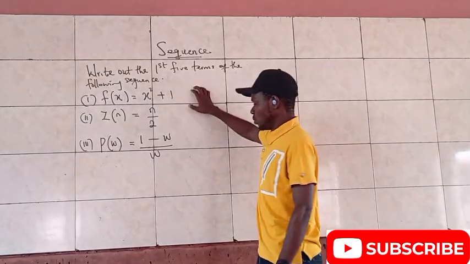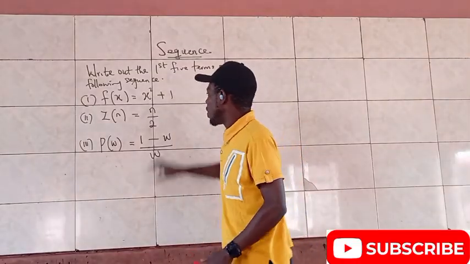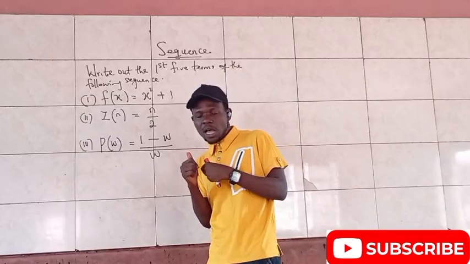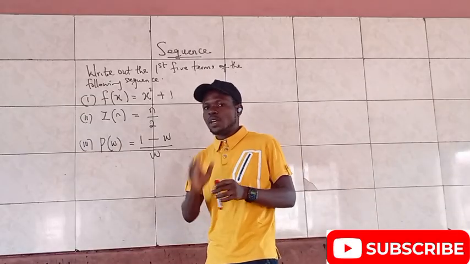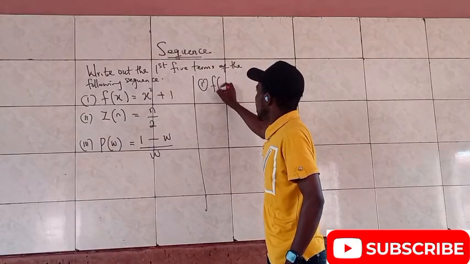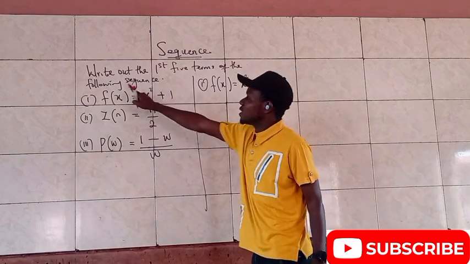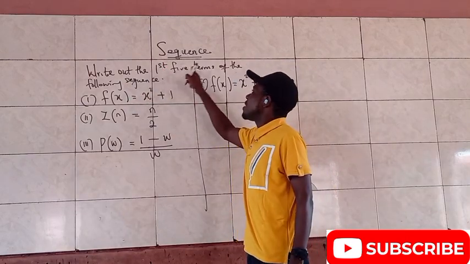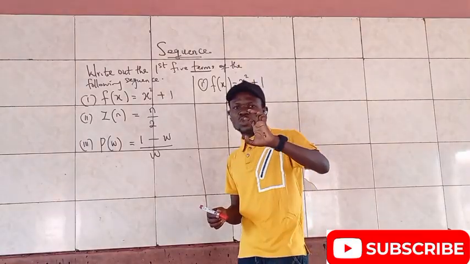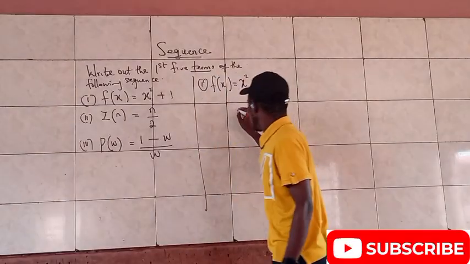I will solve number 1 for you, then I will leave you to pause the video and try number 2. After you have tried it, you can verify your answer while I solve it. So let's check. Look at the number 1 question. We have f of x equals x squared plus 1. And we just said, write out the first 5 terms of the following sequence. Before that, I need to let you know that the sequence is denoted by something like this.